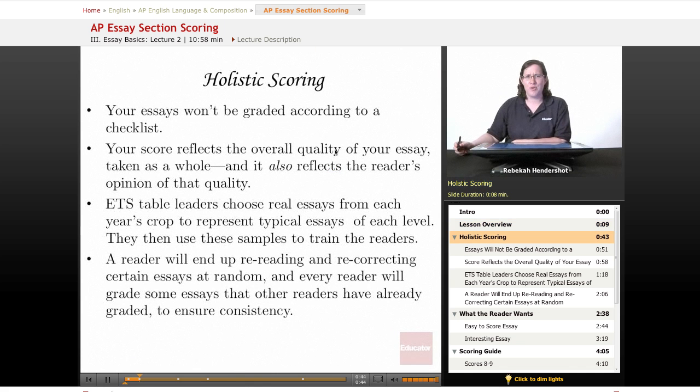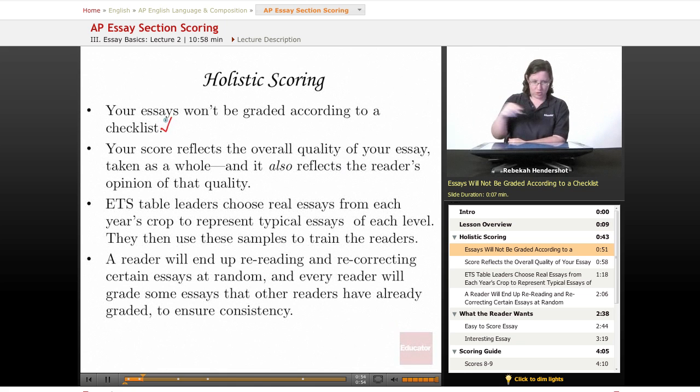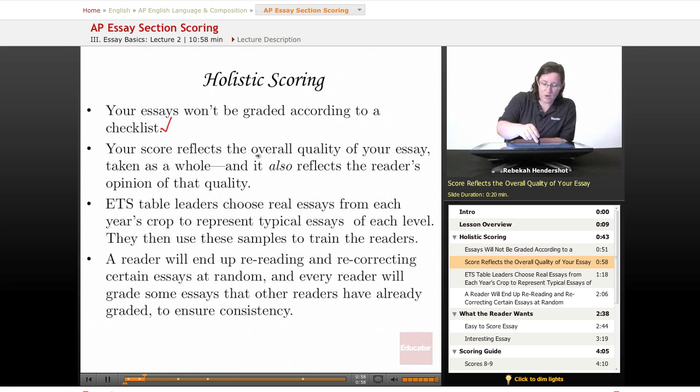All right, holistic scoring, what does that mean? It means that your essay is graded as a whole, not according to its component parts. Your essays will not be graded according to a checklist. Nobody's going to go down and go 2 points for grammar, 1 point for spelling. Nobody's going to do that. Your score reflects the overall quality of your essay taken as a whole.